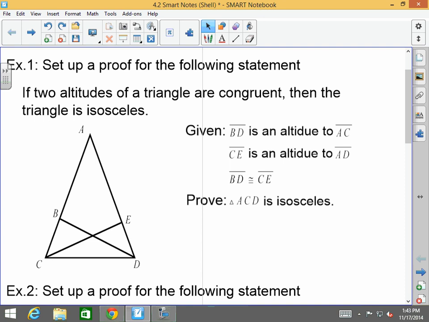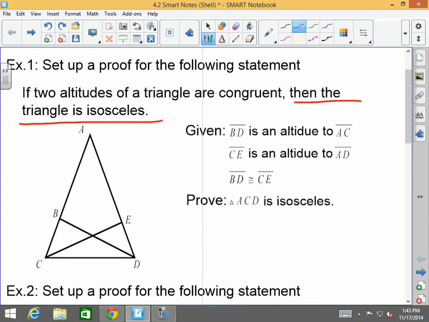And I kind of jumped the gun. I wanted to wait on the proof. But what are we trying to prove? We're trying to prove then the triangle is isosceles. Because remember what they have here: this is a hypothesis, an if-then statement. The if will always be the given, always. The then will be what you're trying to prove. So again, the if is always the given. The then is what you're trying to prove.